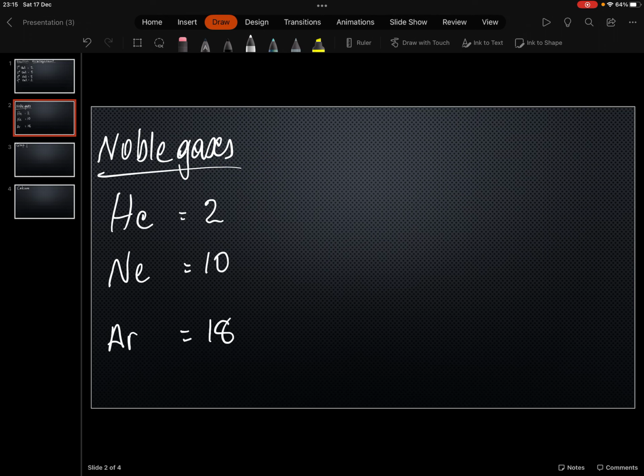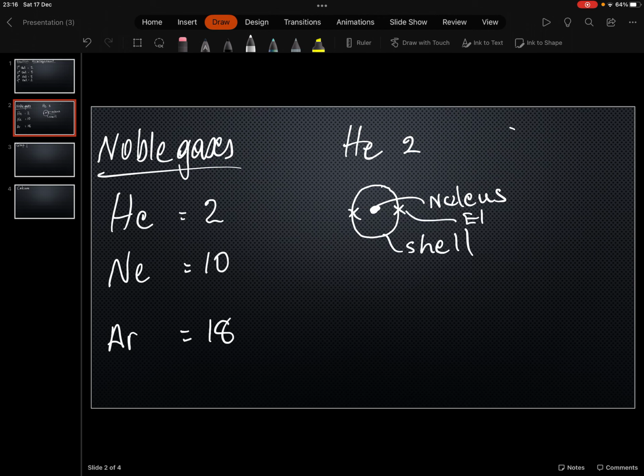So in terms of the electronic arrangement, helium, He, is 2, and I'll draw the atom here. It's one shell with a dot in the center. The dot represents the nucleus. On the shell, we place the electrons. So this is the shell, and this one here is the electron.